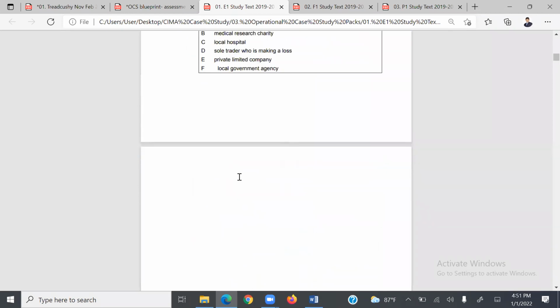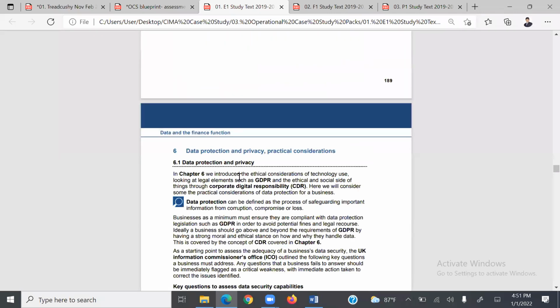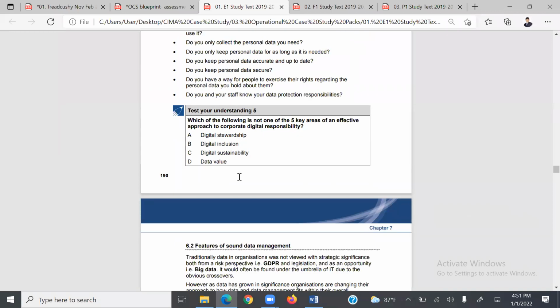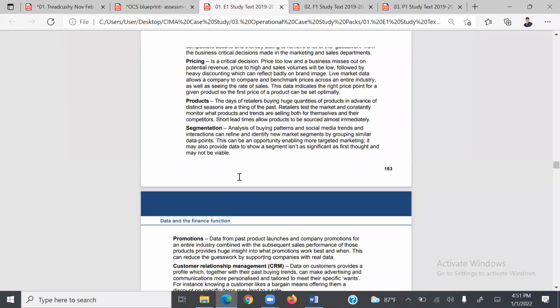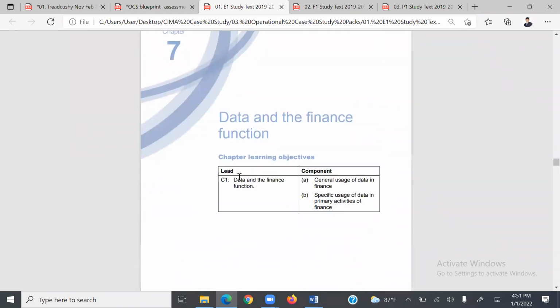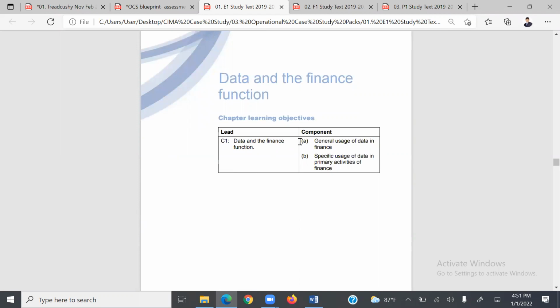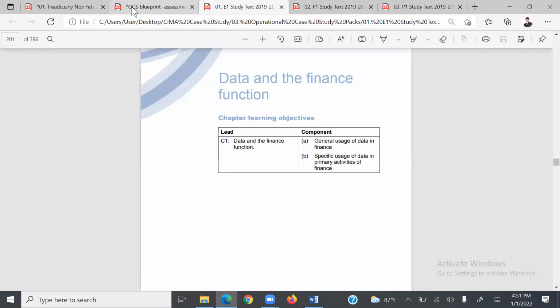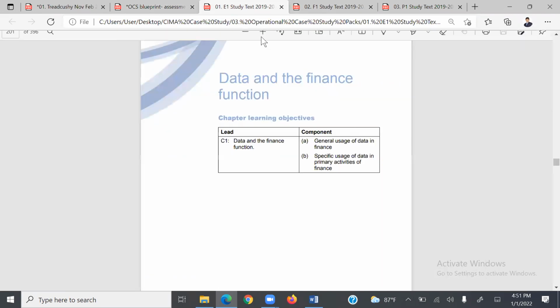According to this, the C chapter is chapter number 7. So I'll just go a little forward. This is chapter number 7. If you go to chapter number 7, Deepansh, you will be able to see in the beginning of that chapter C1, data and finance, general usage of data, specific usage of data. I'll just go to the core activity C1.